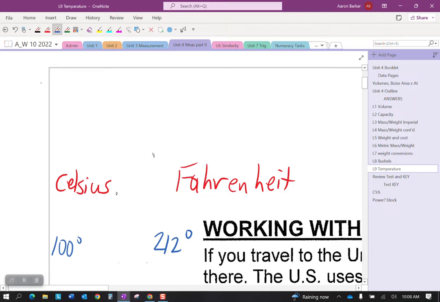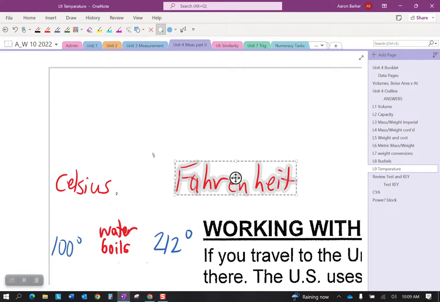The first one is water boils. For Celsius, water boils at 100 degrees. That's actually how they set this up. They found out this temperature is when water boils, this temperature is when water freezes, and now we're going to make 100 increments in between them. We're going to divide it up. Whereas for Fahrenheit, water boils at 212 degrees. I don't know why, but it just is 212 degrees.